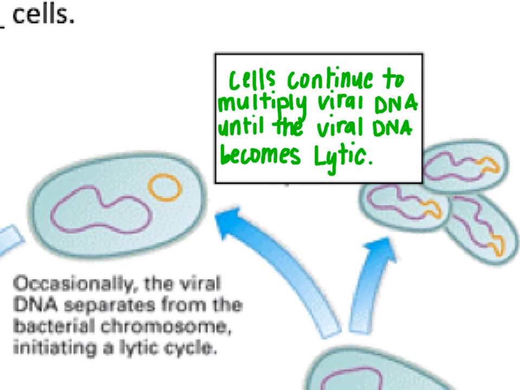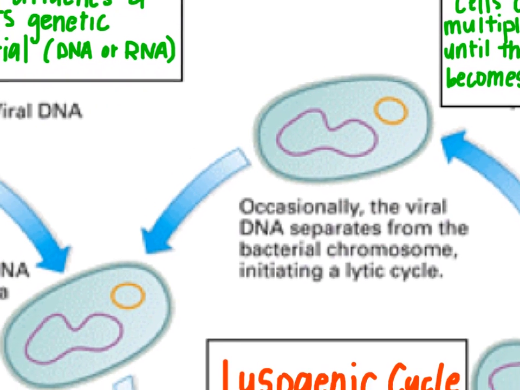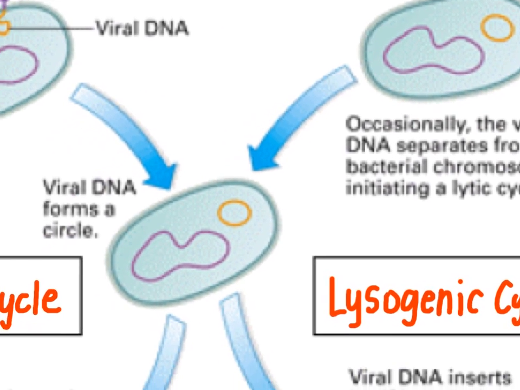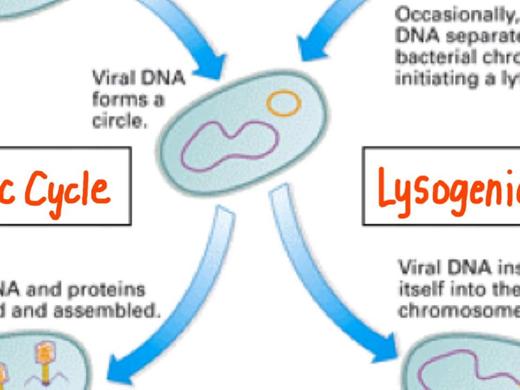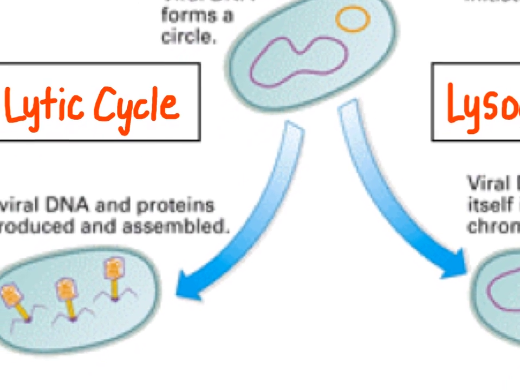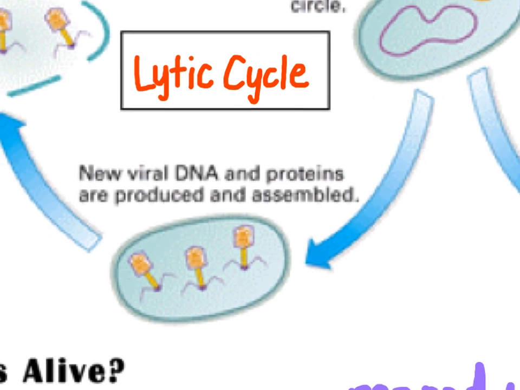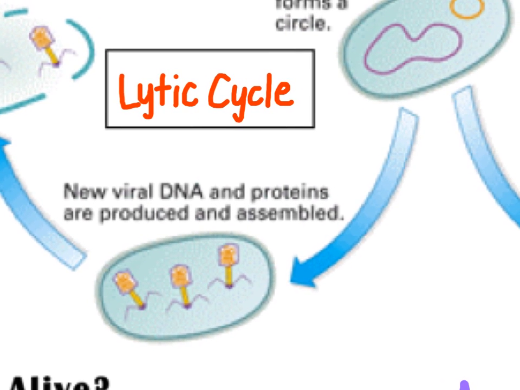And so the lytic cycle happens when we cross over here, and the viral DNA separates from the bacterial DNA, and it starts to take over the instructions of the cell. And so it tells the cell to start producing proteins to make viruses. So this is where the cell actually changes its function, and it starts to produce proteins that will assemble inside of the cell to make viruses.